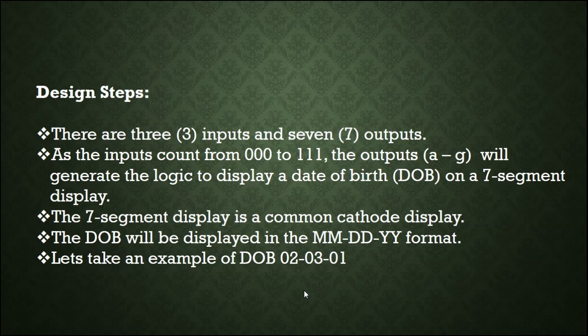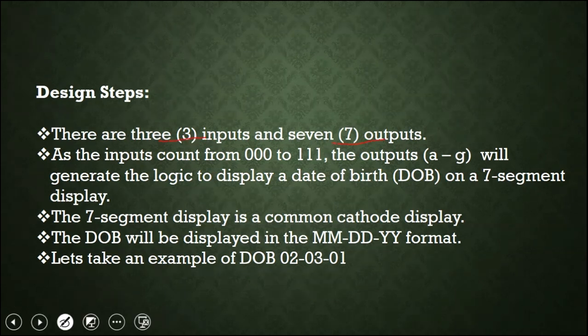So let's begin. First, we'll discuss the designing criteria for this circuit. We have a 3-bit input and a 7-bit output. By 3 inputs, we know it means we have 8 different input combinations for our design. Now as the input counts from 000 to 111, we can use these inputs for displaying the date of birth on a 7 segment display. We'll use a common cathode 7 segment display for this design.